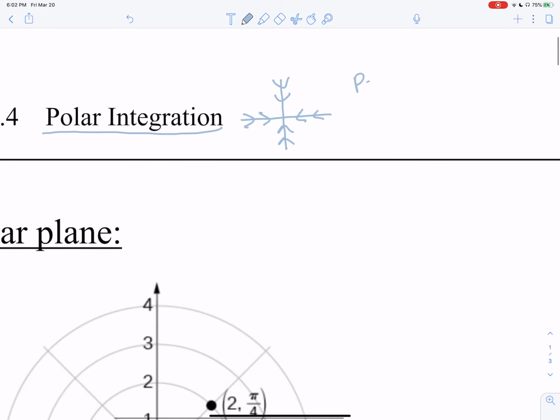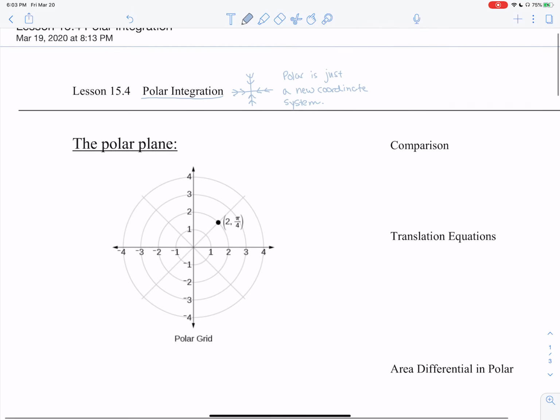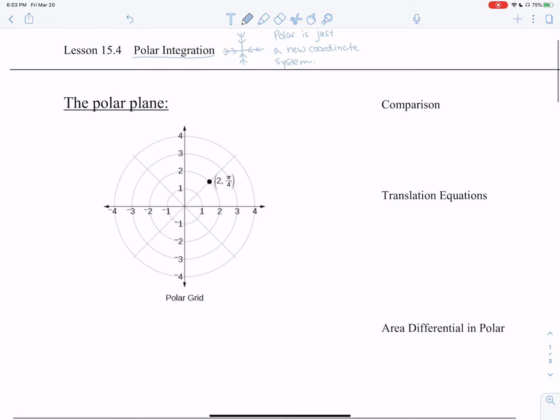So polar is just a new type of coordinate system. And the only reason why we introduce it is not to make your life more difficult, but in fact, it's going to make a lot of the integrals and regions we encounter in the future much, much easier to solve, especially if they're circular or round in nature. It's going to really simplify the math that we have to do.